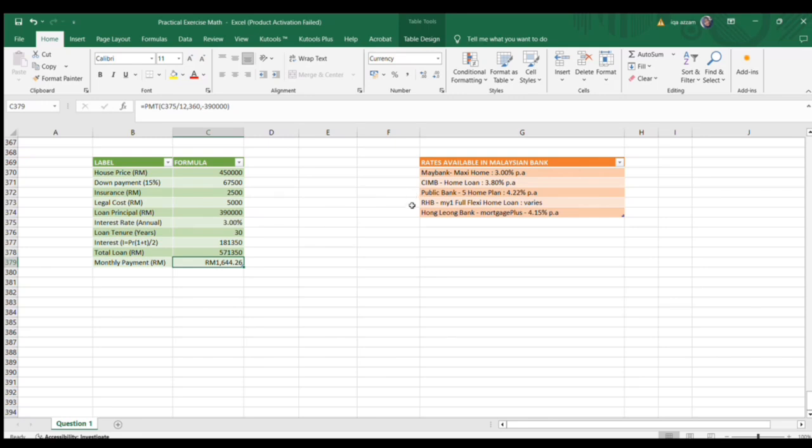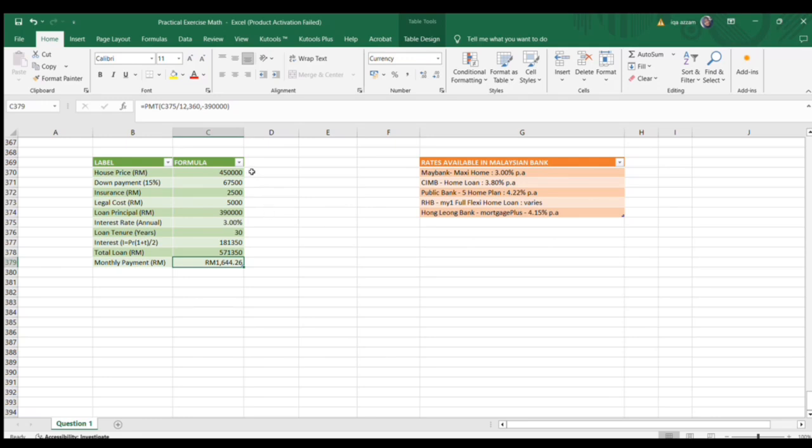The fourth one is RHB, which is various. And the last one is Hong Leong Bank, 4.15% per annum. For this question, we choose Maybank, which is 3.00% per annum. After that, we put the information given in the table, which makes it easier for us to count.